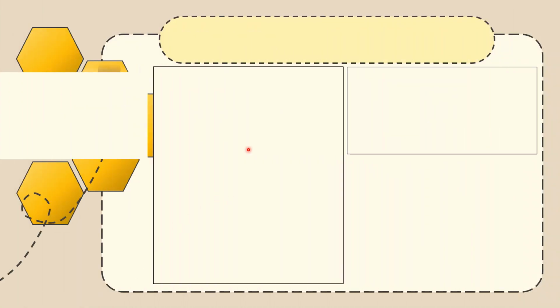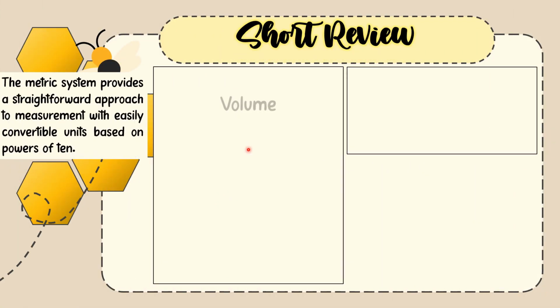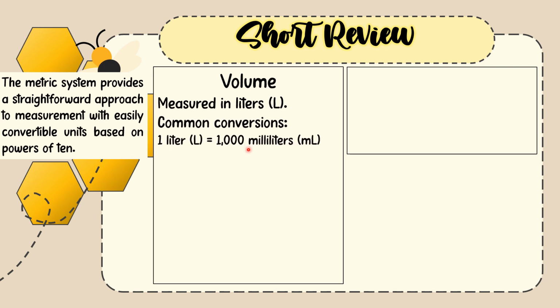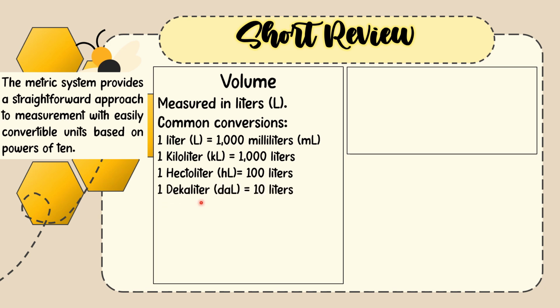Now let's proceed to volume and temperature. But first, let us have the volume. Volume is measured in liters, and here are the common conversions. First, we have 1 liter is equal to 1,000 milliliters. 1 kiloliter is equal to 1,000 liters. 1 hectoliter is equal to 100 liters. 1 decaliter is equal to 10 liters. 1 liter is our base unit.